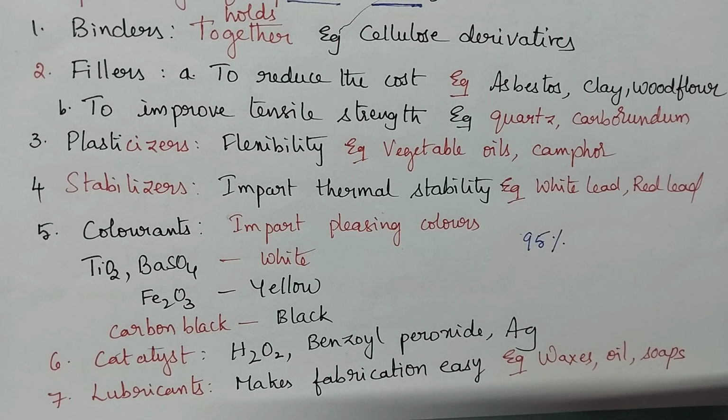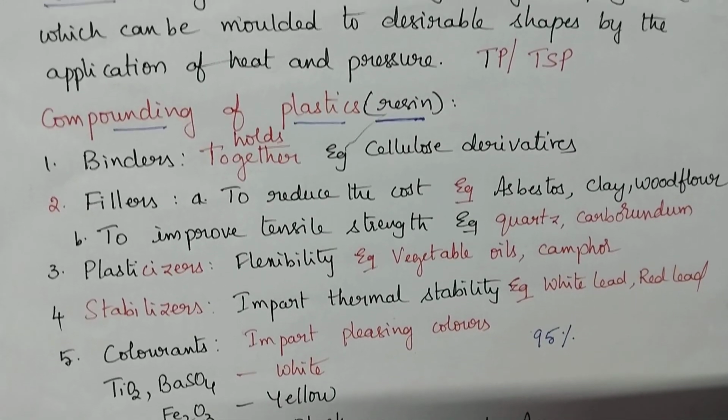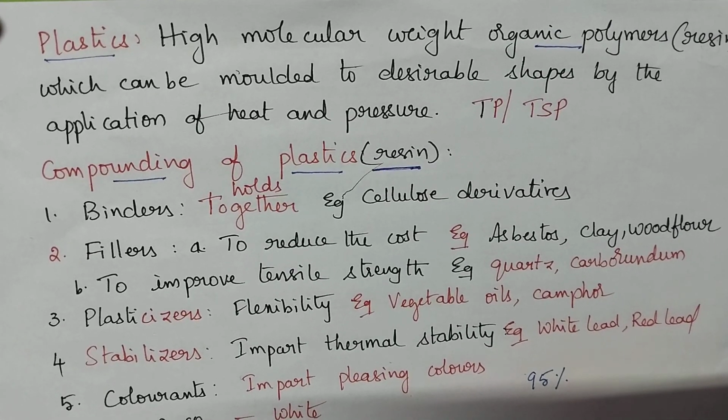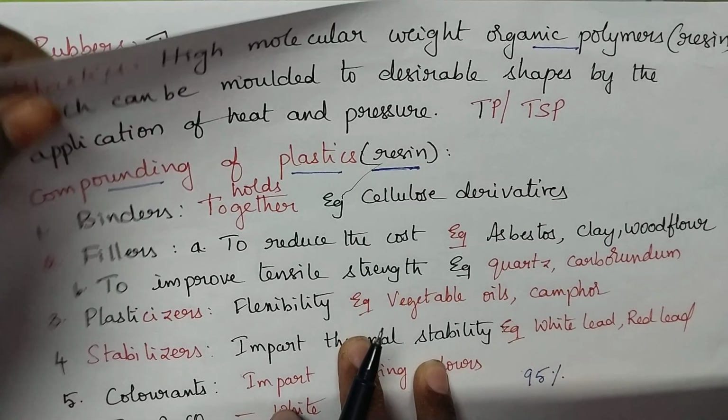And finally, coming to the lubricants, lubricants are mainly useful to make the fabrication process easy. So, the importance of lubricants is it makes the fabrication process easy. The good examples are waxes, oils, soaps. This is about the compounding of plastics. Is it clear about the compounding of plastics, students?